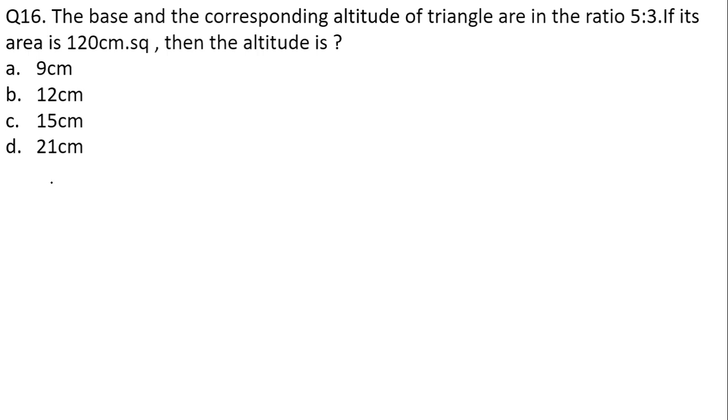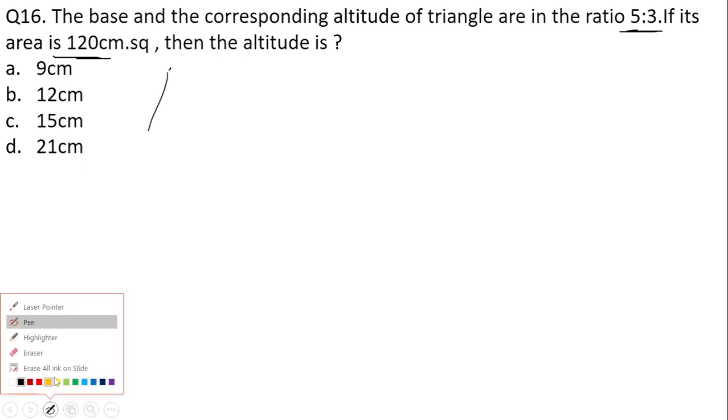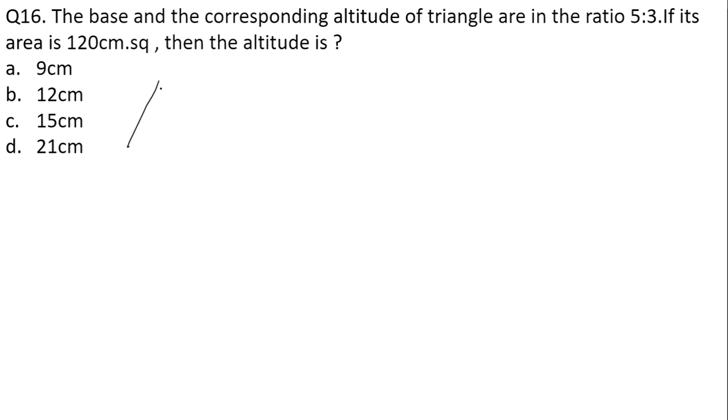The base and the corresponding altitudes ratio has been mentioned over here, 5:3. If its area is 120 centimeters square, what is the altitude? So look at the triangle here. Let me just erase once. This is the triangle where base and the altitude are given in the ratios.